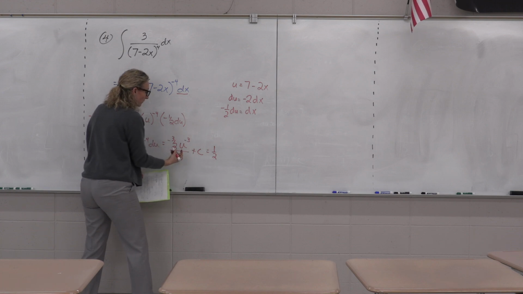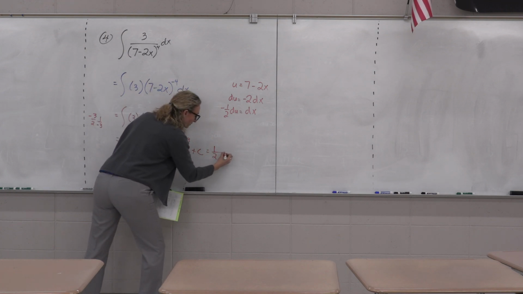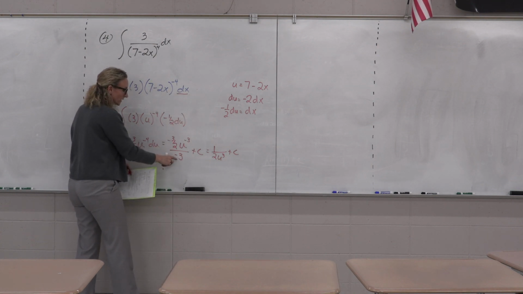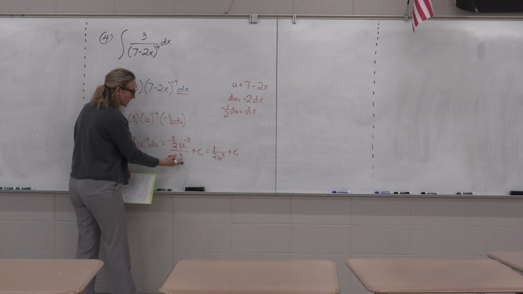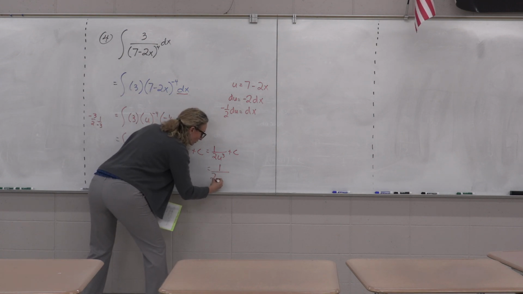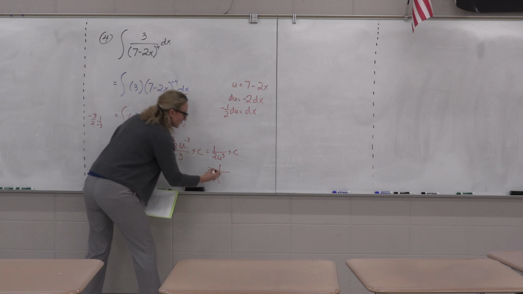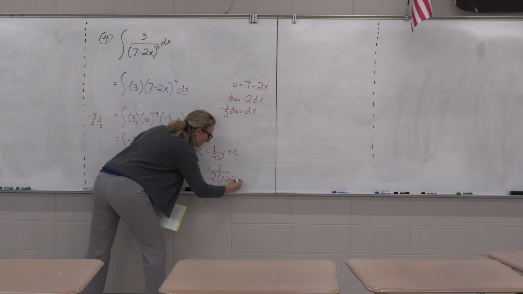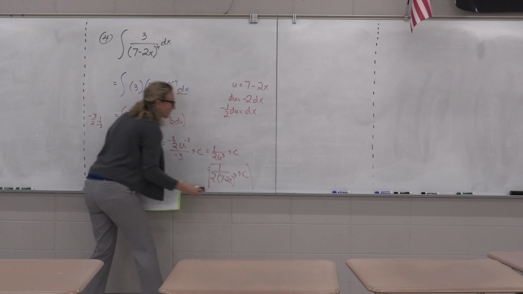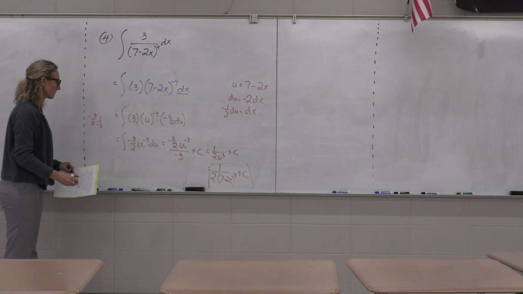u to the negative 3 goes on the bottom, so I'll go a little slow. This 3 simplifies to positive 1/2, u to the positive 3 flips to the bottom, and then finally 1 over 2 times the quantity 7 minus 2x, cubed, plus c. Replace the x part.